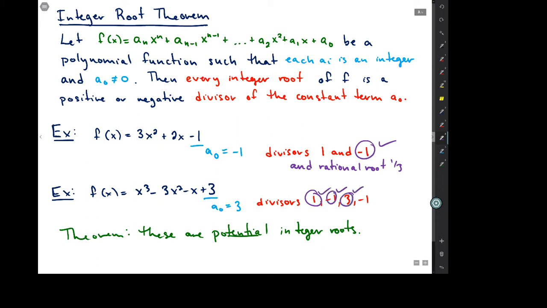But negative 1, oh, I circled the wrong ones. Hang on, let me go back and do that. Oh, I wrote the wrong ones there. My goodness, why didn't you tell me? Haha, just kidding.